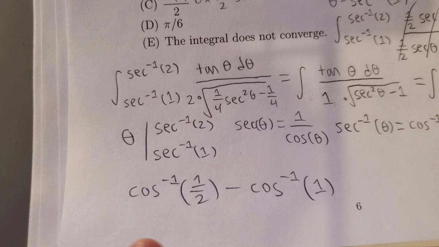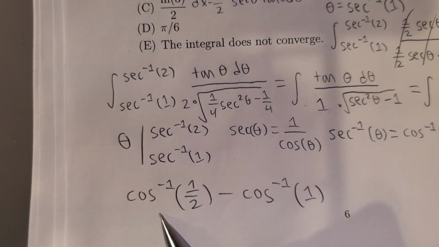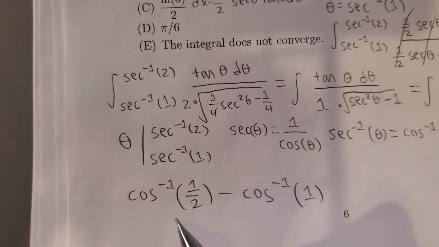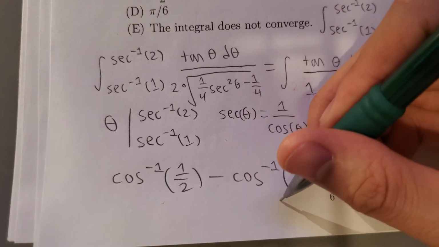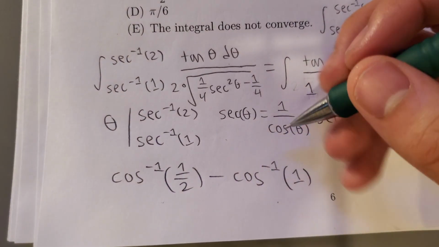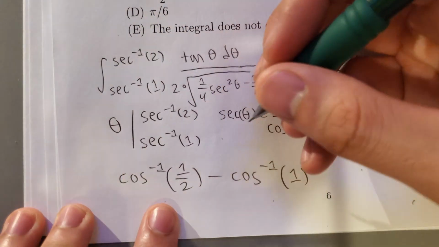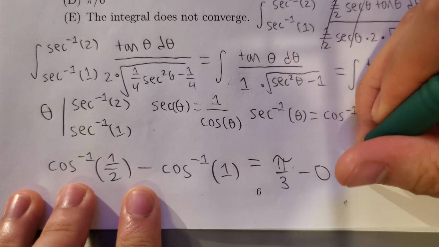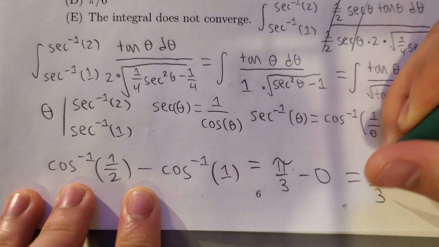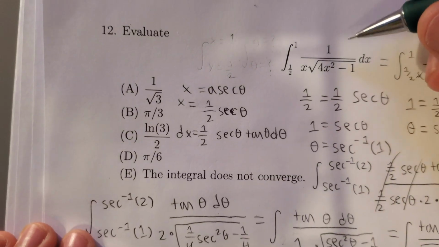And so from here, it's a lot easier to see where I'm going with this. Now you just have to figure out this is going to evaluate to pi over 3, because cosine of pi over 3 is 1/2. And then this is going to evaluate to 0, because cosine of 0 is 1. So this just equals pi over 3 minus 0. So our final answer for this entire thing is just pi over 3. So the answer to this question is going to end up being B.